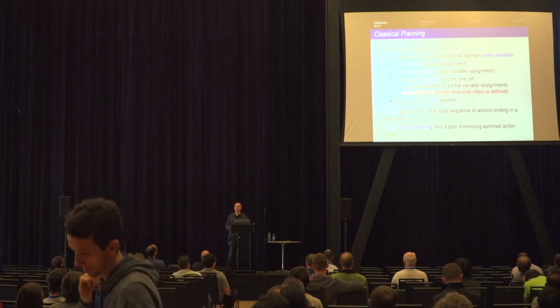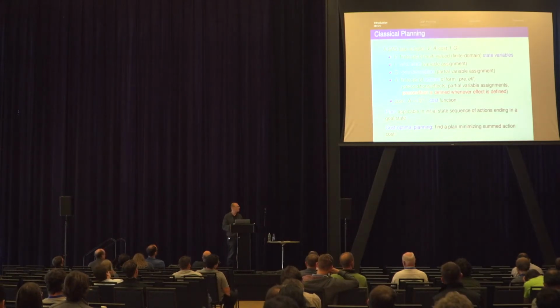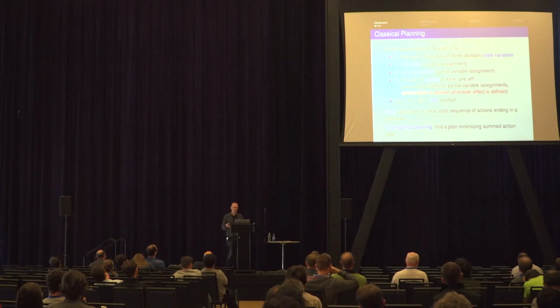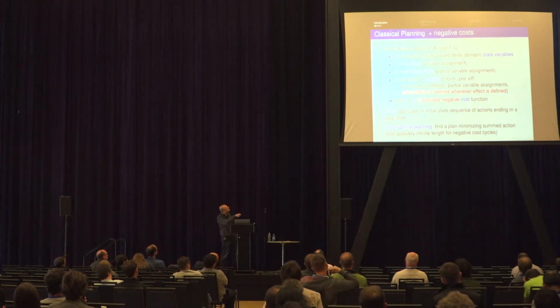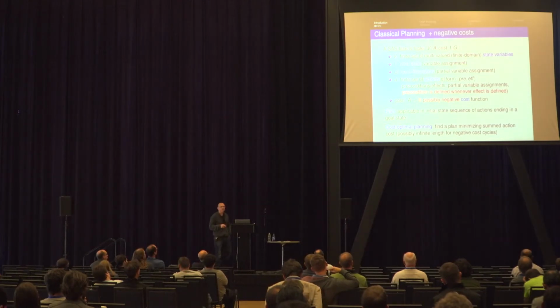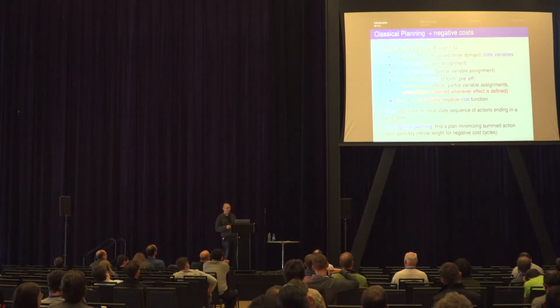In classical planning, we have a non-negative cost function that assigns non-negative cost to each action. And a plan is an applicable sequence of actions that takes us from the initial state to some goal state. And in cost optimal planning, as you all know, we find one plan minimizing the summed action cost. So if we need to move from classical planning to planning with negative costs, then what changes is just this one thing: the cost function can allocate negative cost to actions.